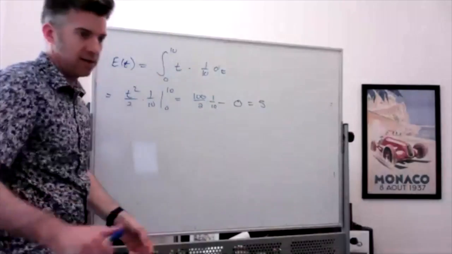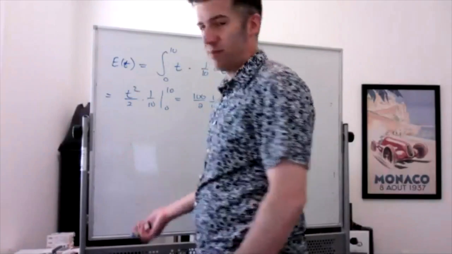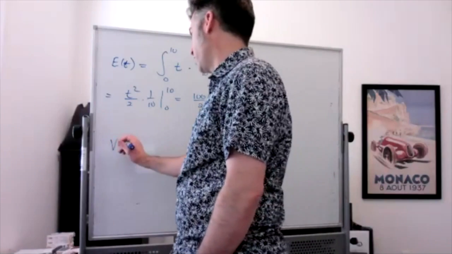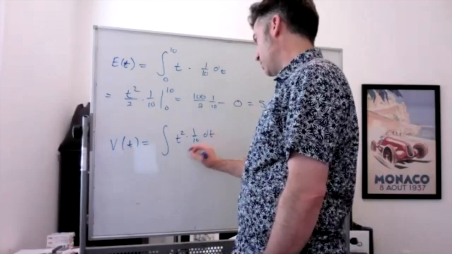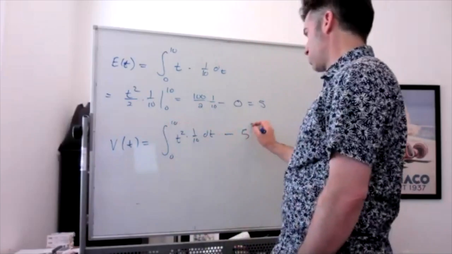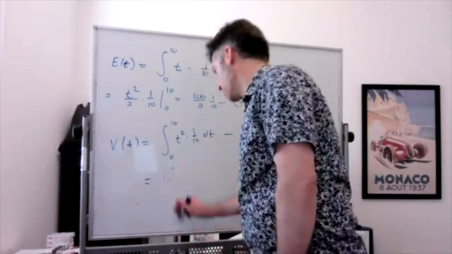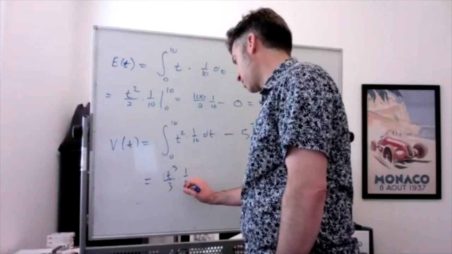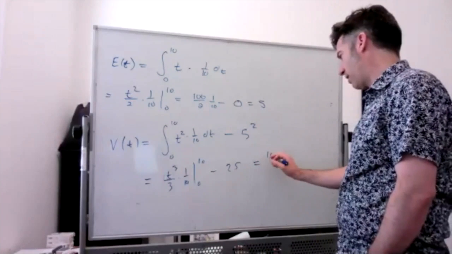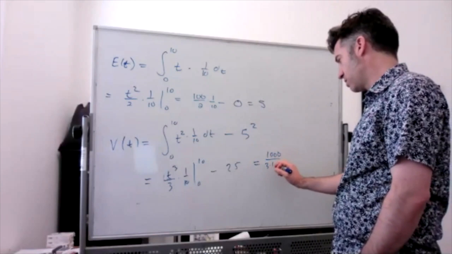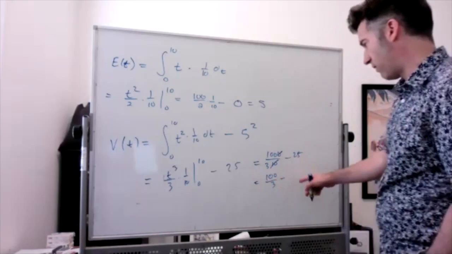In fact, there's a lot you could say. Let's talk about the variance for a second. The variance would be the integral of t squared times 1/10 dt from 0 to 10, minus your mean squared. That's going to give you t cubed over 3 times 1/10, from 0 to 10, minus 25. Plugging in 10, you get 1,000 over 3 times 10. You can cancel 10 and 10, minus 25. So you've got 100 over 3 minus 25.